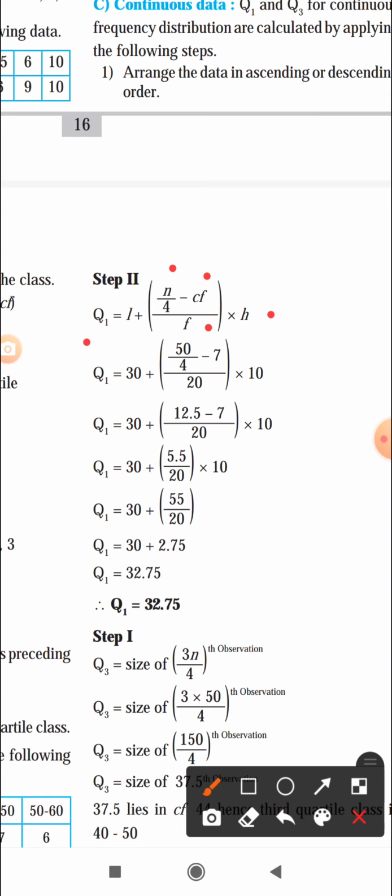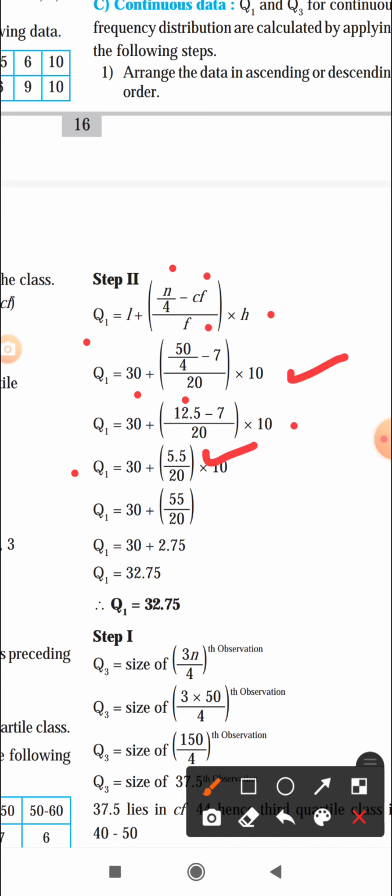Next, put up the values into the formula. We have the formula: 30 plus 50 upon 4 minus 7 upon 20, bracket complete, into 10. So Q1 is 30 plus, into bracket, 50 upon 4, that is 12.5, minus 7 upon 20, bracket complete, into 10. So Q1 is equal to 30 plus 12.5 minus 7, that is 5.5, upon 20 into 10.